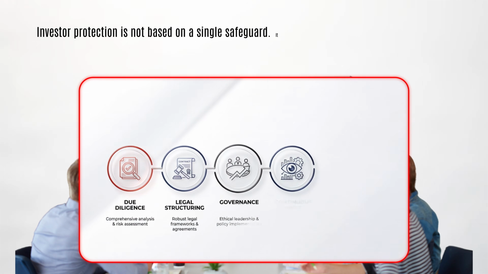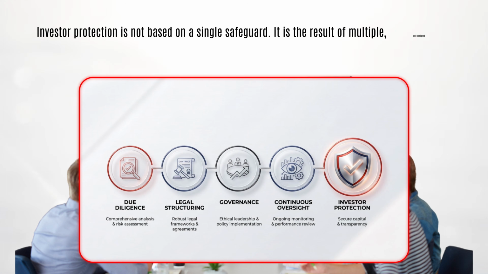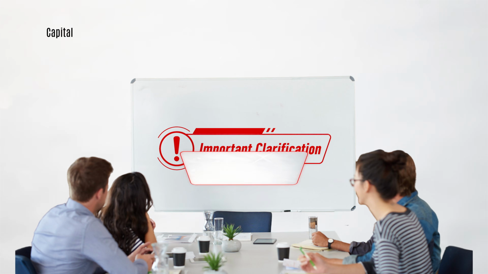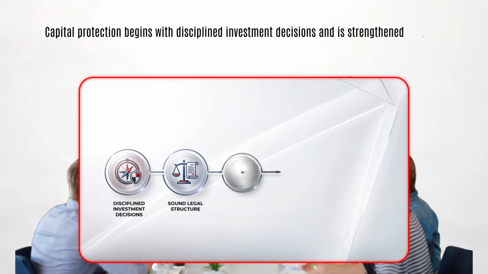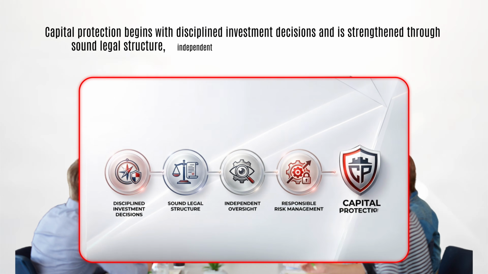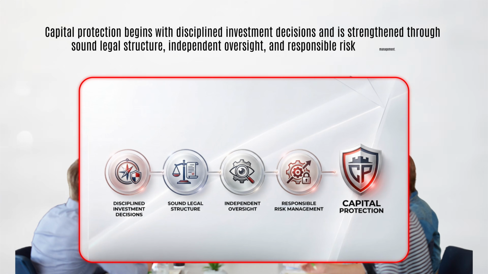Investor protection is not based on a single safeguard. It is the result of multiple, well-designed measures working together to support responsible investment management. Capital protection begins with disciplined investment decisions and is strengthened through sound legal structure, independent oversight, and responsible risk management.